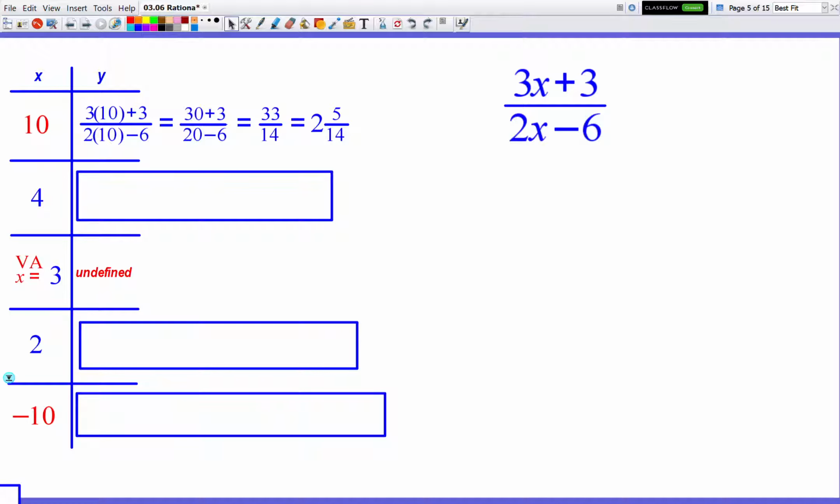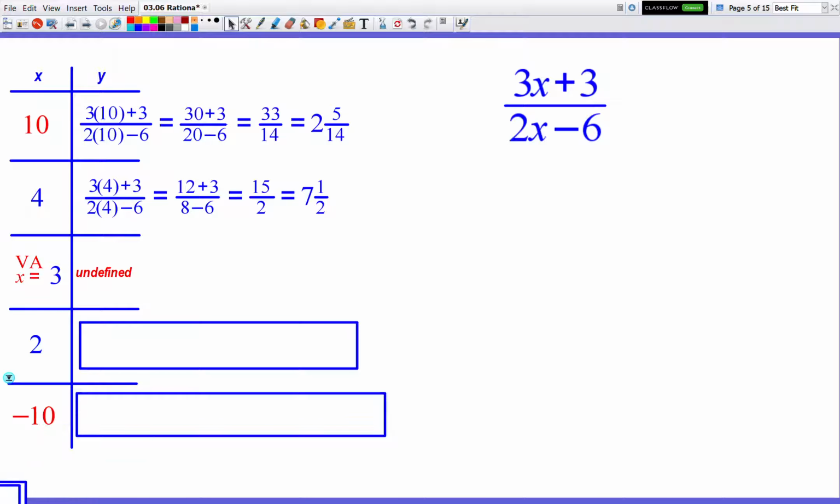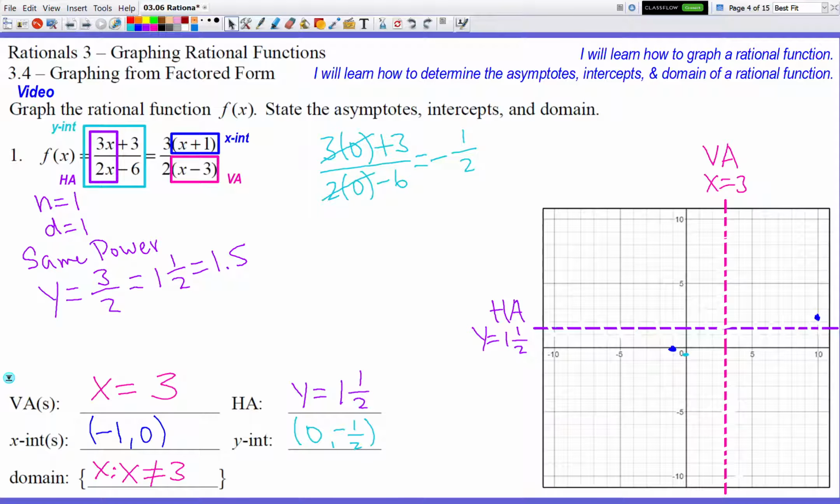So we're going to plug in a 4. And when I plug in the 4, here's what it looks like. You're going to go 3 times 4 plus 3 on the top, 2 times 4 minus 6 on the bottom. And when you crunch all the numbers, it's going to become 15 over 2, or otherwise known as 7.5. Okay, so let's plot the point 4 comma 7.5. So 4 on the x-axis, and then 7.5. So here's 6, here's 7, and here's kind of sort of half right there.